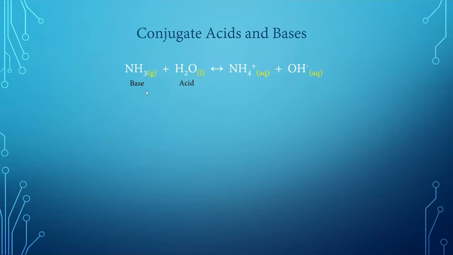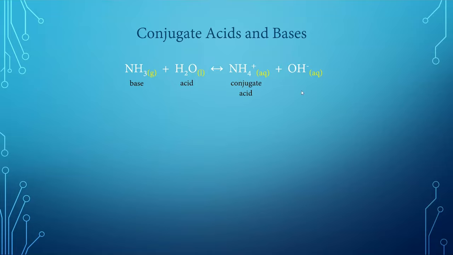So from the Bronsted-Lowry definition, we classified ammonia as a base going to the right because it accepted a hydrogen, and we classified water as an acid because it donated a hydrogen. But we can also look at the reaction in reverse. In the reverse direction, the ammonium ion is actually losing or donating a hydrogen to the hydroxide, and therefore it's acting as an acid. We use the term conjugate just so people know that we're referring to the material that is on the right side of the arrow.